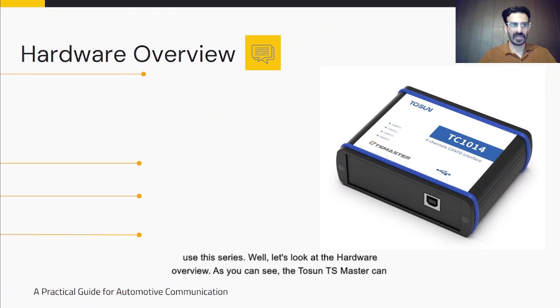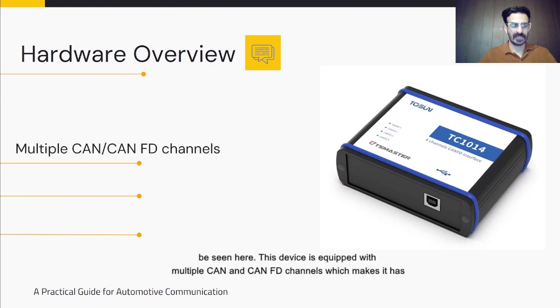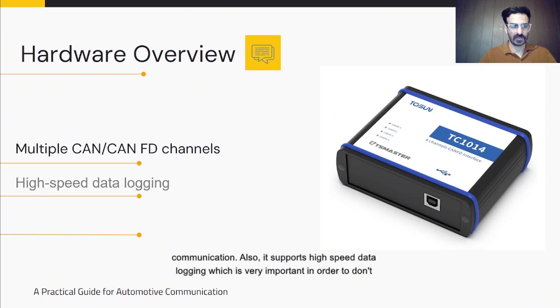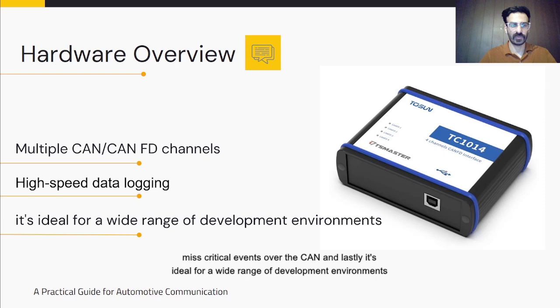Well, let's look at the hardware overview. As you can see, the Tosun TS Master can be seen here. This device is equipped with multiple CAN-FT channels, which makes for robust communication, which is very important to have to analyze vehicle communication. Also, it supports high speed data logging, which is very important in order not to miss critical events over the CAN. And last, it's ideal for a wide range of development environments that make it perfect for both research and industry application.